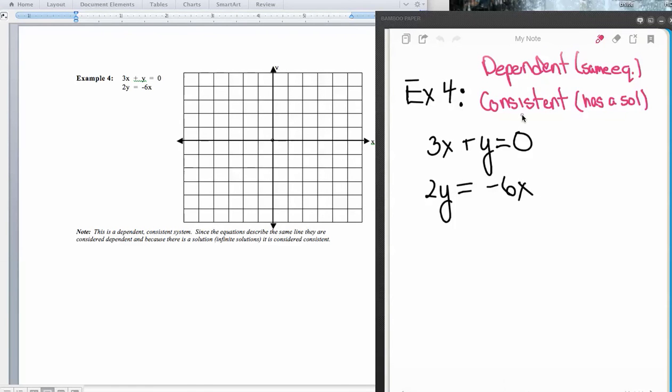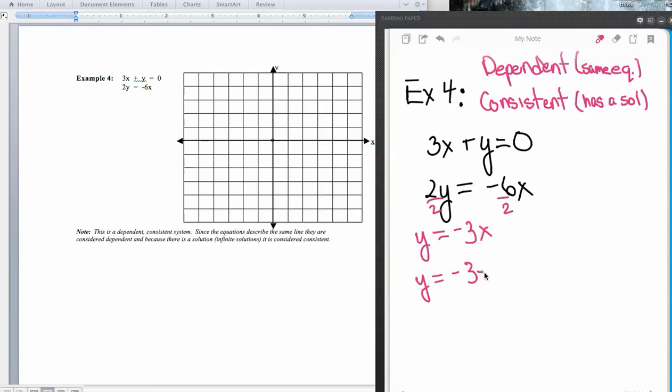Now let's move on to our next example here, our example where we have the next type of system, which are dependent consistent systems. Dependent meaning we have the same equation, and consistent meaning that it has a solution. So again, the first thing that I'm going to do is put these in slope-intercept form. So y is equal to negative 3x. And then dividing each thing by 2 here, we see that y equals negative 3x.